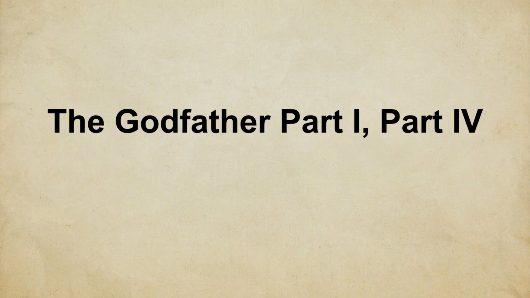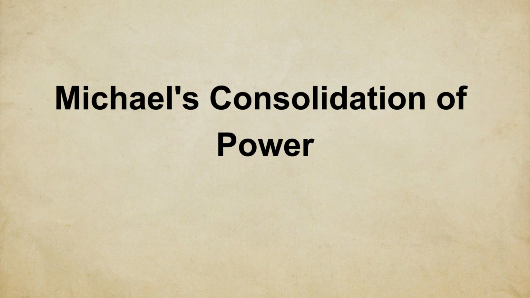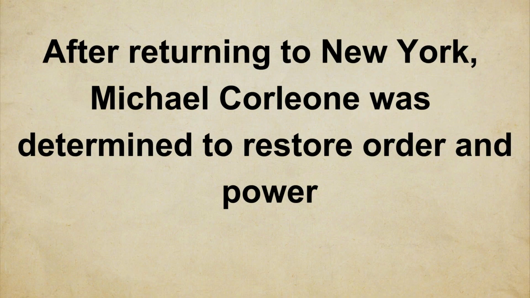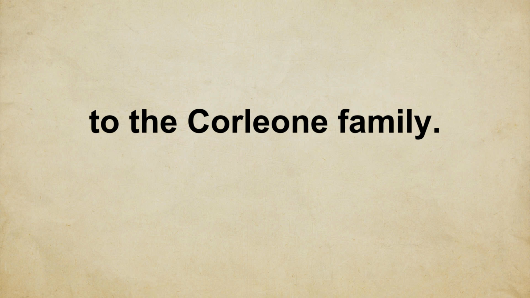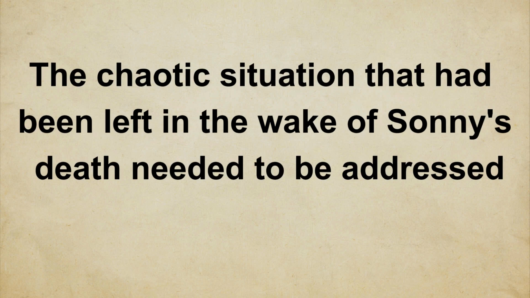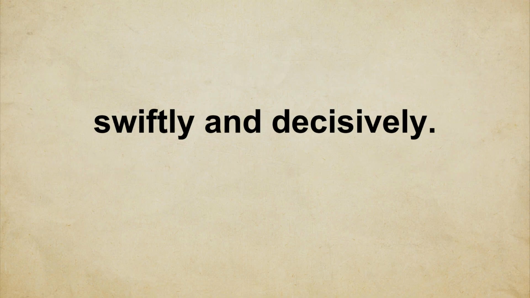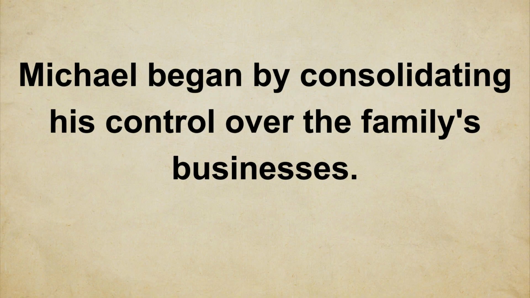The Godfather Part 1, Part 4. Michael's consolidation of power. After returning to New York, Michael Corleone was determined to restore order and power to the Corleone family. The chaotic situation that had been left in the wake of Sonny's death needed to be addressed swiftly and decisively. Michael began by consolidating his control over the family's businesses.